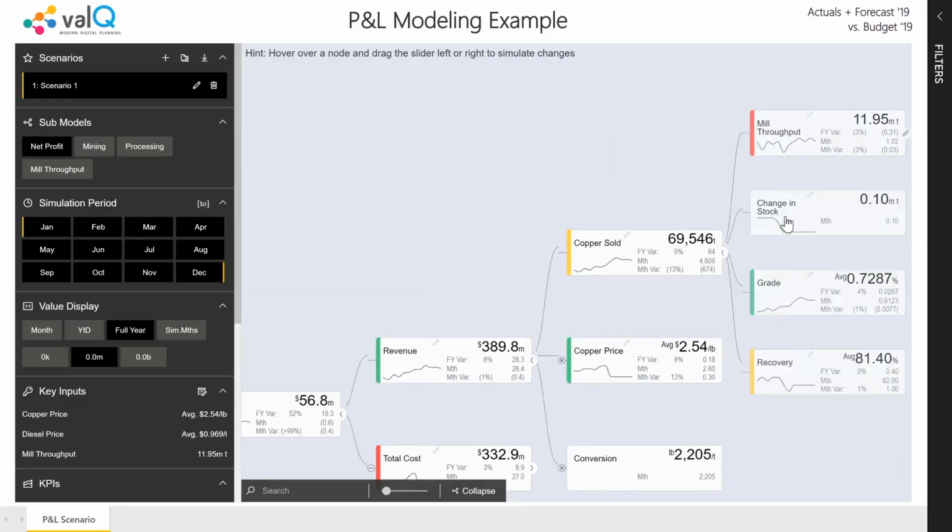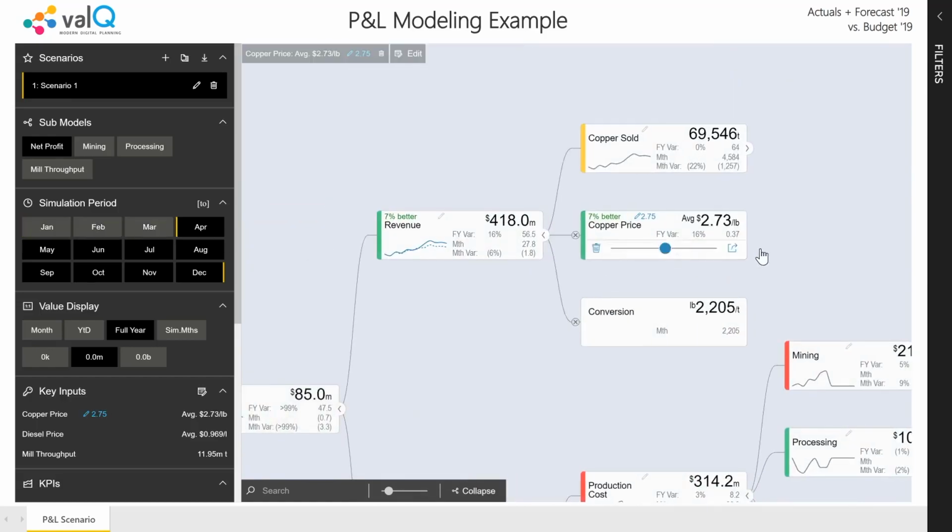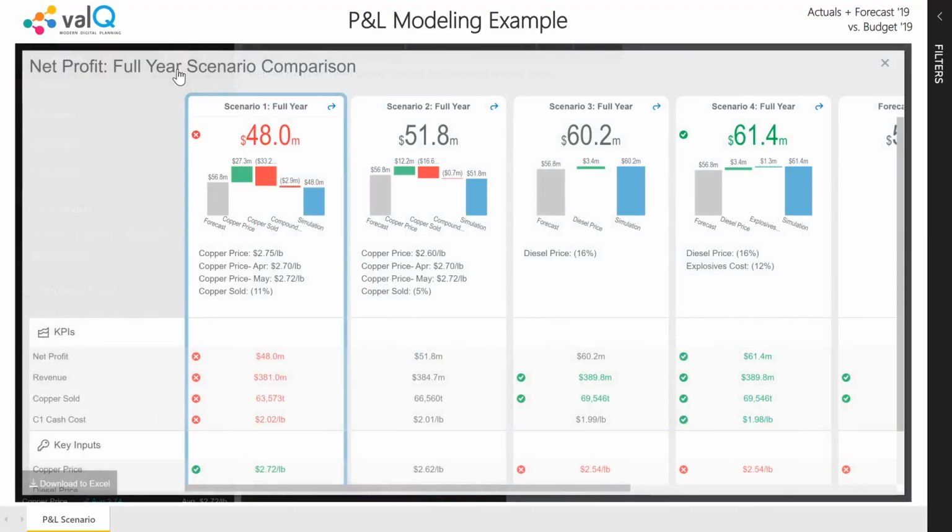ValQ is a very innovative and revolutionary product that we have created for the world of planning and simulations. Large enterprises are able to afford planning solutions so they can do budgets and forecasts and take strategic decisions. But if you really think about it, planning software is very expensive. It is not very agile, and it is not self-service.